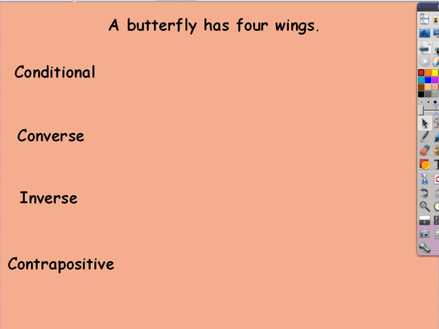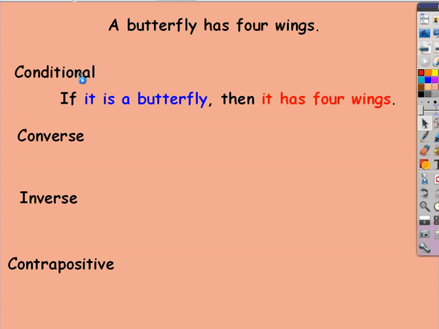All right. So let's take a look at this example here. A butterfly has 4 wings. Okay, if I wanted to rewrite that in the form of an if-then statement as my conditional, I might say, if it's a butterfly, then it has 4 wings. If it is a butterfly, then it has 4 wings. So I have a hypothesis, I have a conclusion.